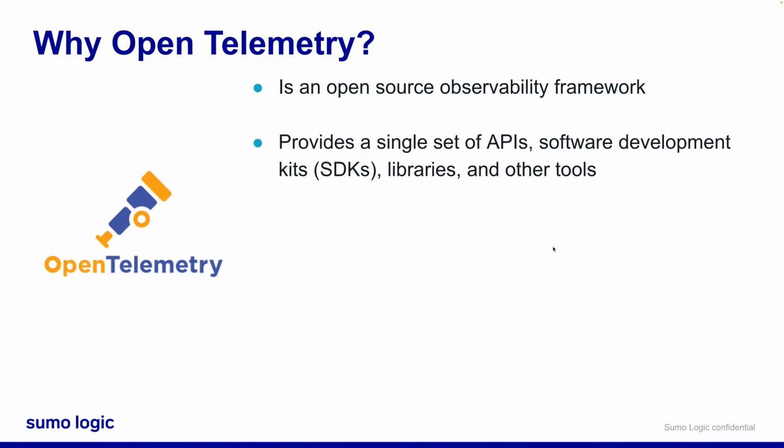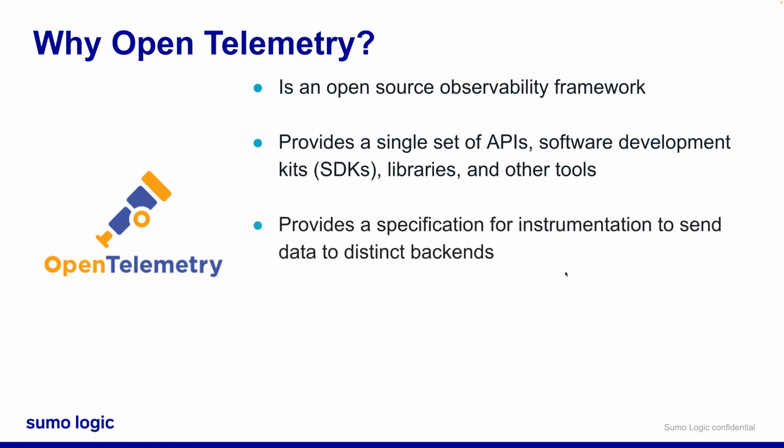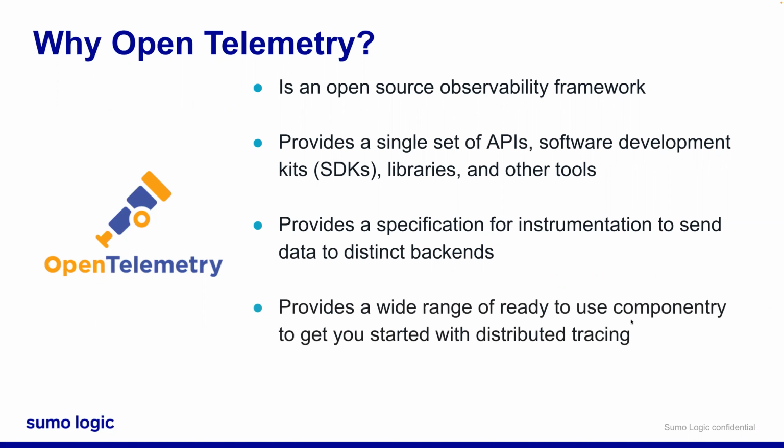It's going to provide a single set of APIs, which is great. So there's going to be standardization of how you collect and transfer that data. You can also collect the telemetry data from cloud native applications as well. Open telemetry is going to provide a specification for instrumentation so that you can send data to distinct backends of your choice. And then it's going to provide a wide range of ready-to-use componentry to get you started with distributed tracing.